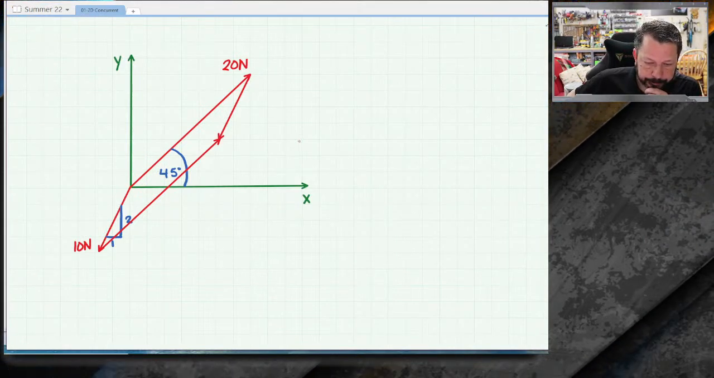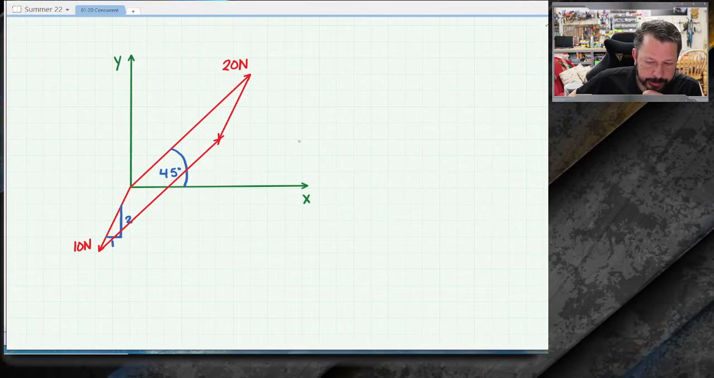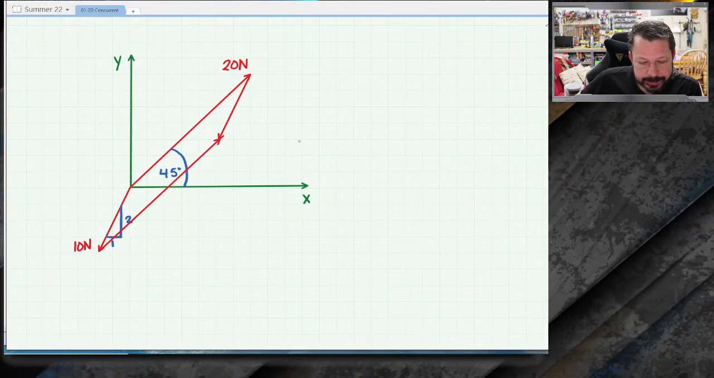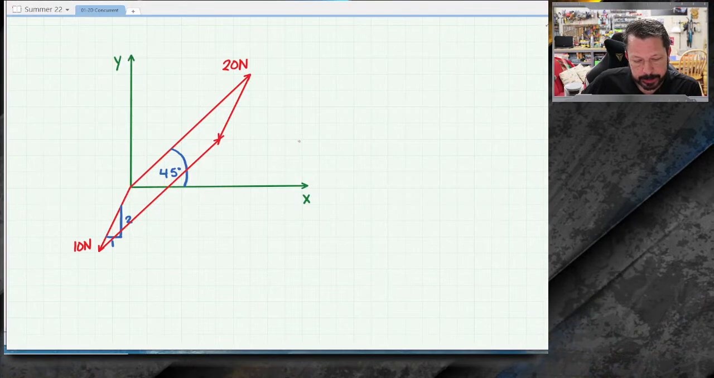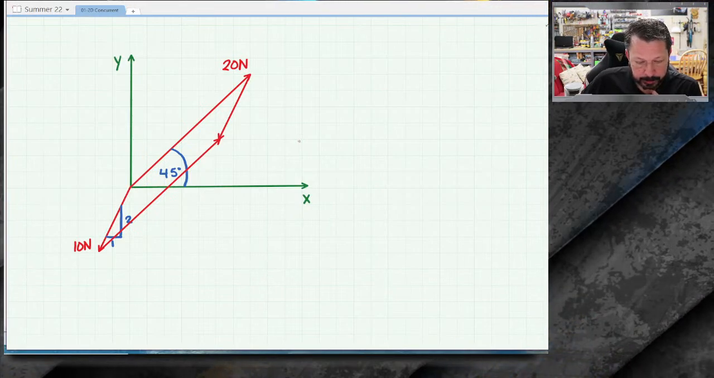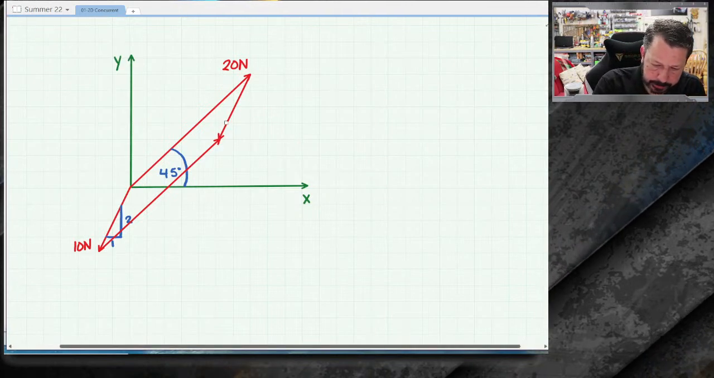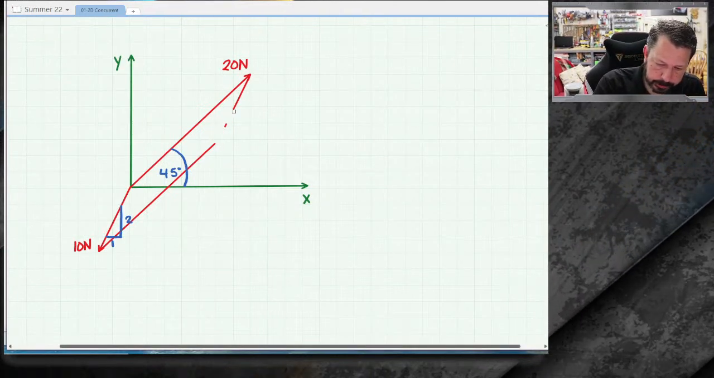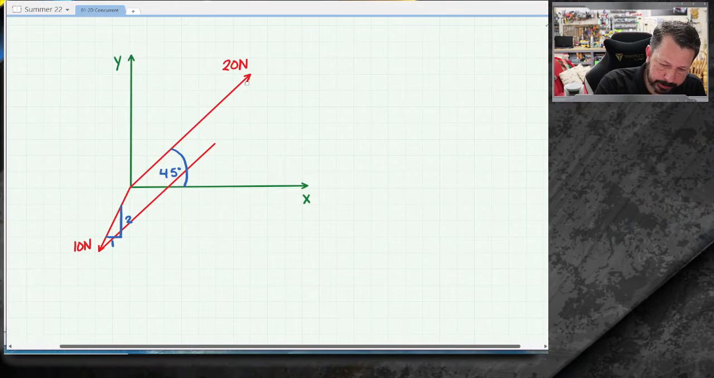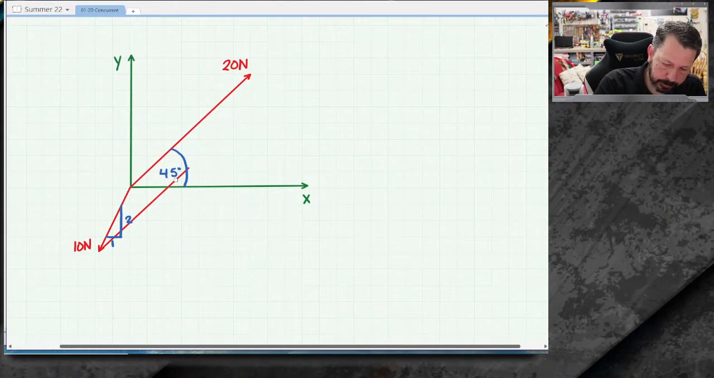All right. So I could get an idea of what the resultant will look like just by graphically doing it. But if I want to know a number, then let's figure out how to do a number. So let's get rid of these.